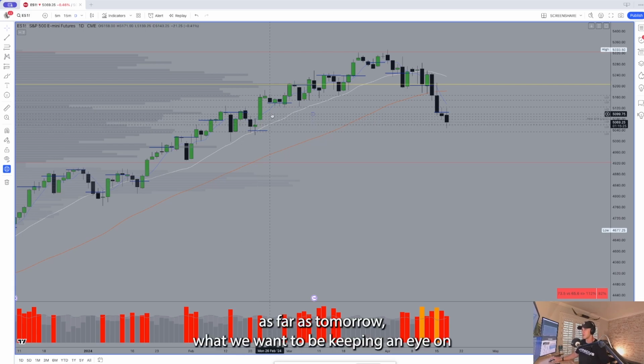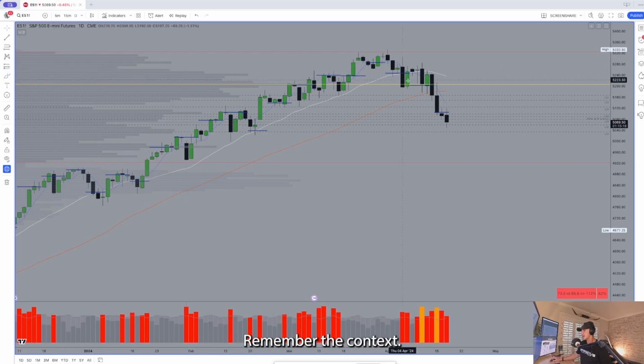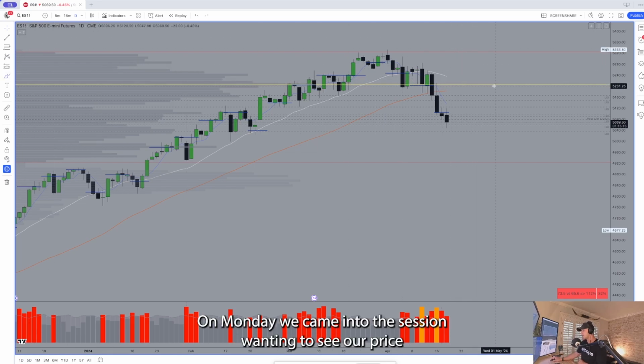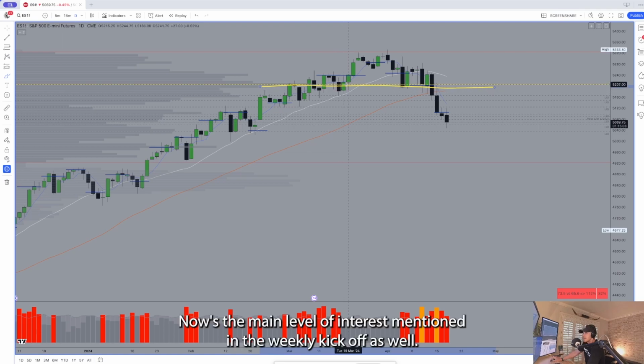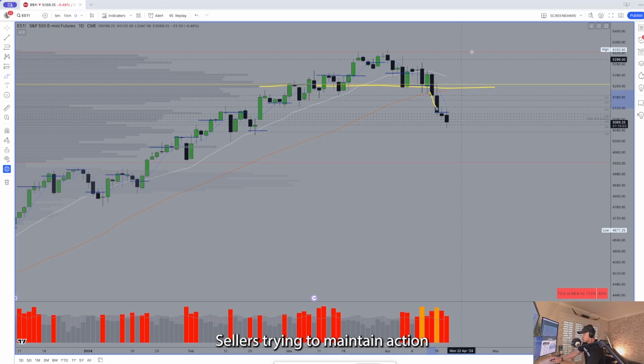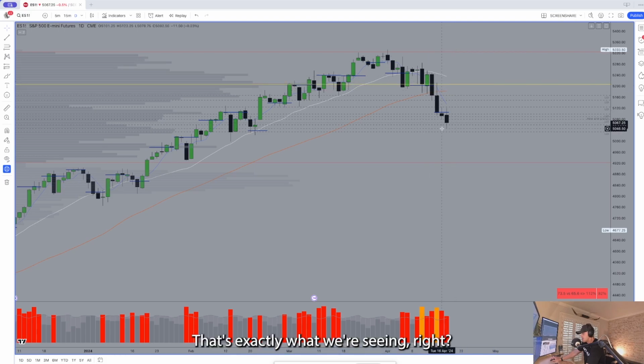As far as tomorrow, what we want to be keeping an eye on is how price responds to this prior area of support. Remember, the context here is a daily breakdown. On Monday, we came into the session wanting to see how price traded versus this 5,200, 51.95 zone. That was the main level of interest mentioned in the weekly kickoff as well. Sellers trying to maintain price below that 51.95 area would result in a true daily time frame breakdown. And that's exactly what we're seeing.